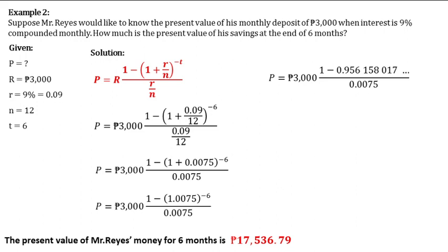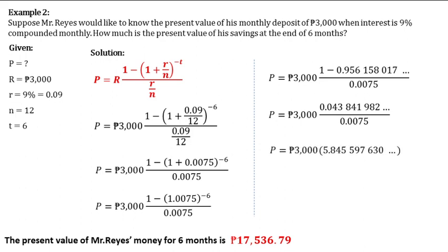So, 1 minus 0.956158017, and so on. Yan ay 0.043841982, and so on. Divided by 0.0075, yan ay 5.845597630 multiply to 3,000. So, the present value is 17,536.79. Same dun sa computation natin kanina.